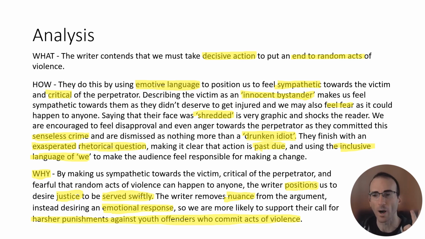And finally, why have they done that? Why have they included this argument here? What impact is it meant to have on the audience? And how will it help the audience to agree with the writer's contention?